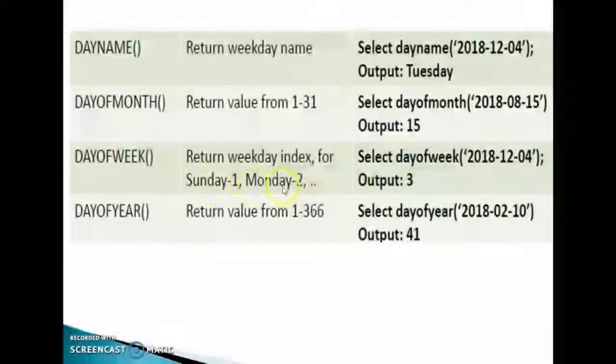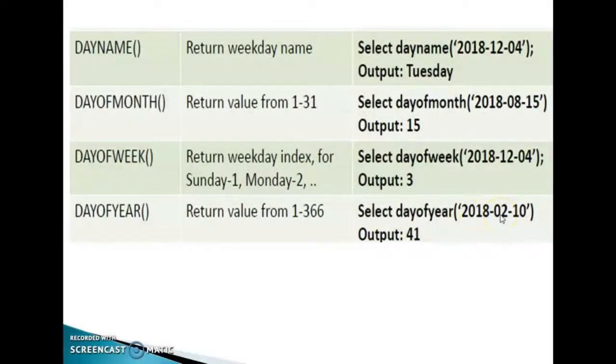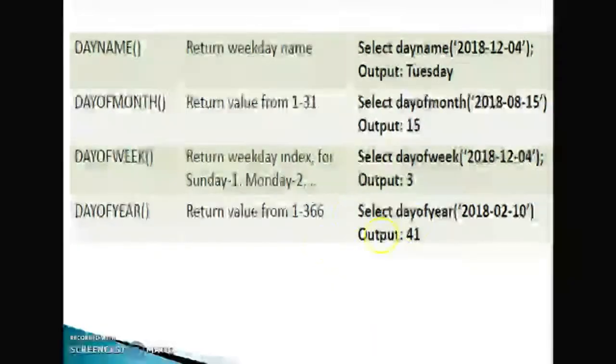For Sunday 1, Monday 2. Then 4th December 2018 was Tuesday, so we will get the answer as 3 for DAYOFWEEK. DAYOFYEAR returns a value from 1 to 366. Select DAYOFYEAR('2018-02-10'). 10th February 2018 was the 41st day, so 41. Okay, clear this day of year.